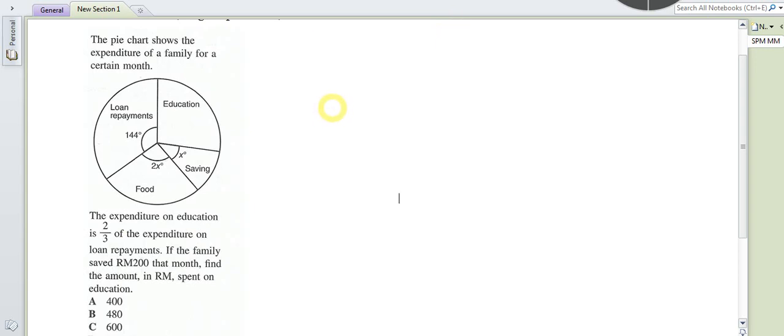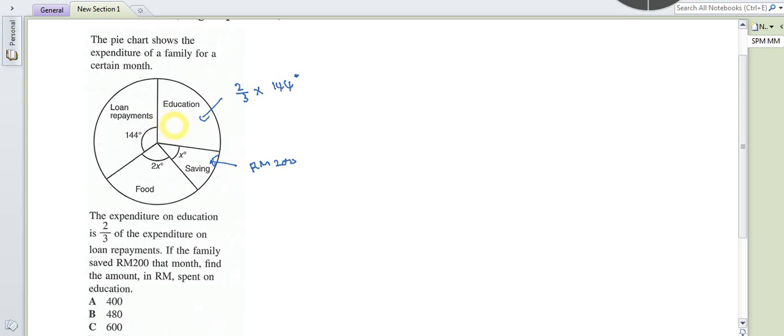How about this question? Okay, so now we have a pie chart here. The expenditure on education is 2/3 of the expenditure on the loan repayment, which is 144 degrees. Okay, if the family saves, which means the saving is RM 200. Find the amount in RM spent on education. It means we have to find the total amount spent for the education here.